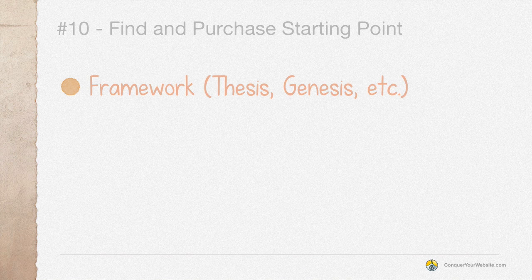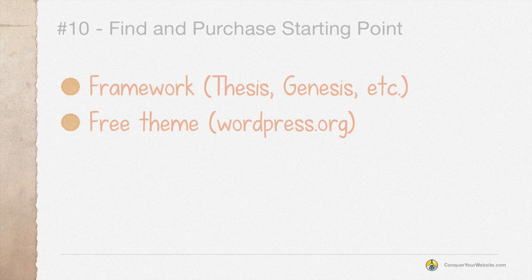So depending on the client, depending on their budget, depending on what I'm doing, if it's my site or somebody else's, I'll pick a framework if that's what they're looking for. If they want to use a Thesis, a Genesis, a Headway, a Builder, a standard framework, I'll start with those. I'll go purchase that for them. Maybe they want just a free theme, so we'll go to WordPress.org, look around for a free theme, install that, and go from there.